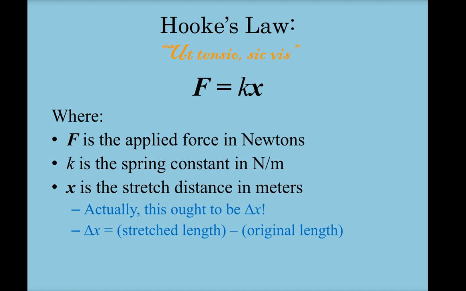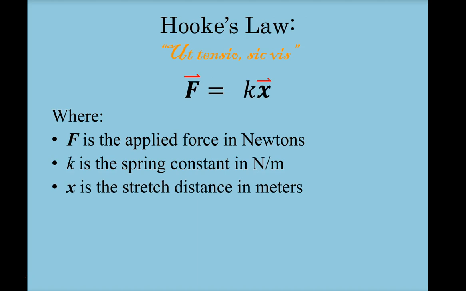Actually, that ought to be delta x because it's the stretch distance from equilibrium. Take where it is now and subtract off the original length of the spring if you're doing this in lab or you're the slightest bit confused. We're going to call it x in this class mainly out of sheer laziness and the desire for a clean page. If there's any doubt, you know how to find the stretch distance. It's stretched from equilibrium, not from 0, simply because I've never seen a spring that is 0 centimeters long.